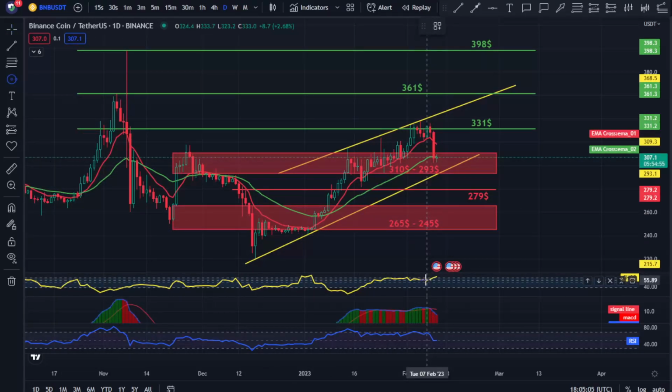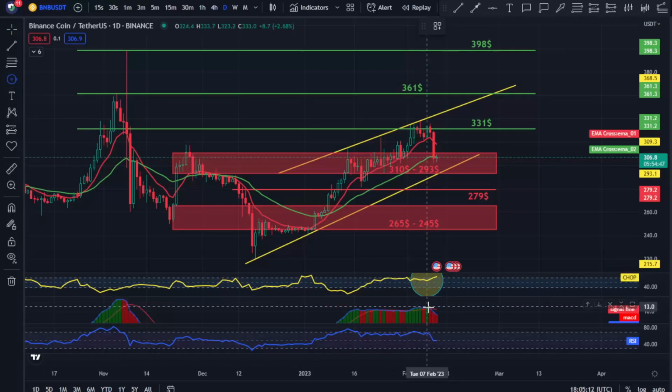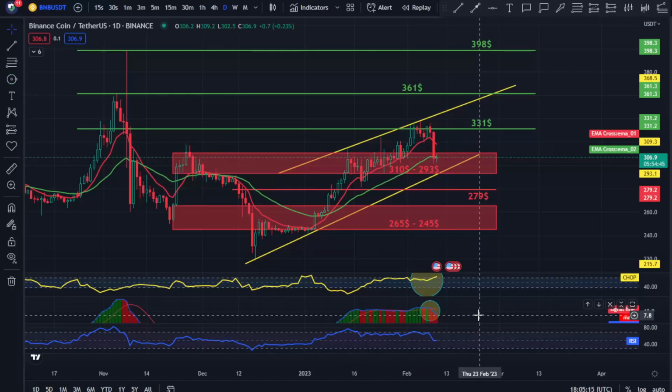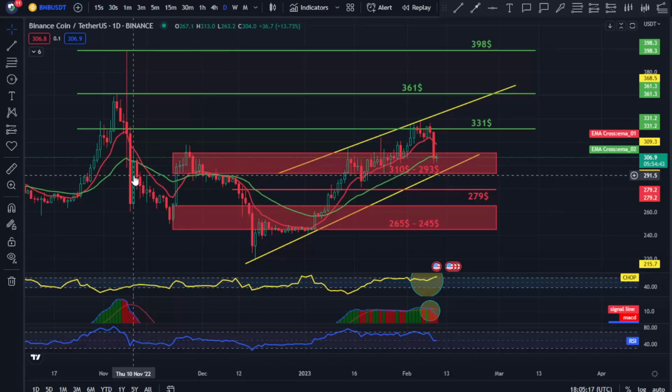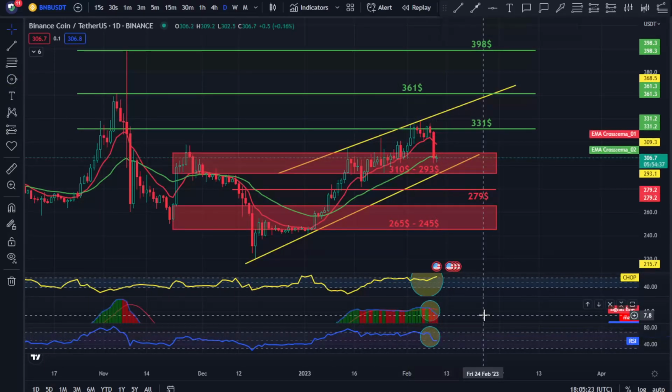The CHOP index indicates that we have a lot of energy. The MACD indicates the entry into a downward trend, while the RSI can see a strong rebound.